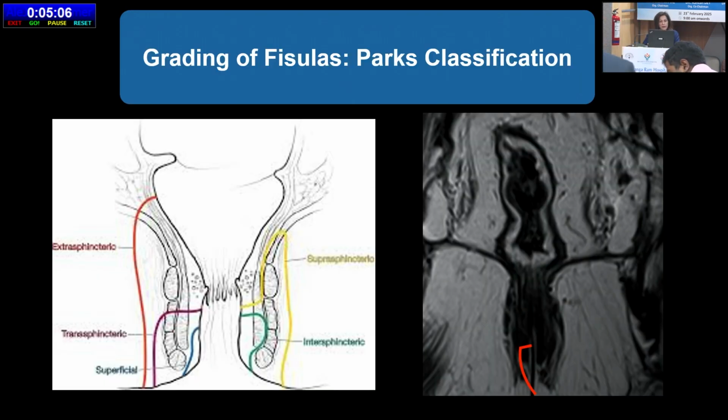Grading of fistulas has been done excellently in our previous talk by Dr. Rajdeep, but just for the sake of repetition, this is the Parks classification which you surgeons follow. And here it's very simple. It's basically just showing you whether it's a superficial, an intersphincteric fistula, a transsphincteric fistula, or a suprasphincteric or supralevator fistula. Now this is excellent, but it has its limitations. It's not letting you know, are we dealing with any abscess, any ramifications, any other findings?